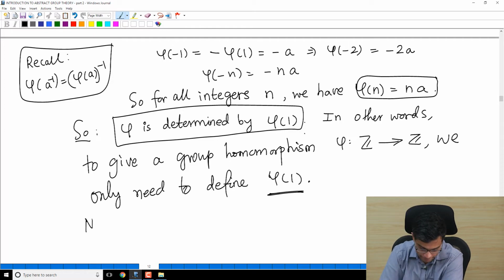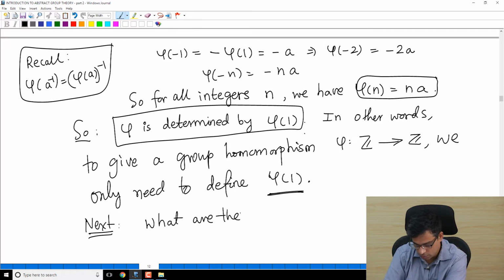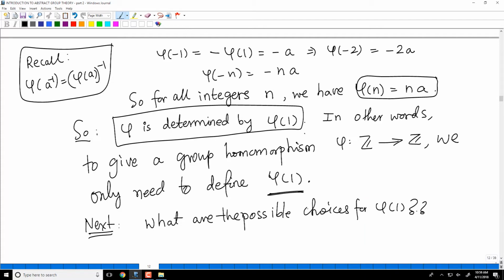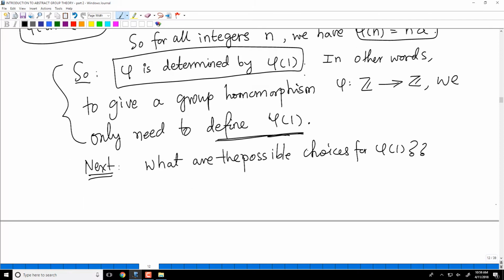Now the next question is, what are the possible choices for phi of 1? So the first point is this, that to give a homomorphism from Z to Z, we only need to define phi of 1. We don't need to sit down and say what is phi of 1, what is phi of 2, what is phi of 3, what is phi of minus 1. We don't need to do that. We only need to say what is phi of 1. Others will follow automatically from the definition of a group homomorphism. So now all we need to do is define phi of 1. But what can be phi of 1? Can phi of 1 be any integer?